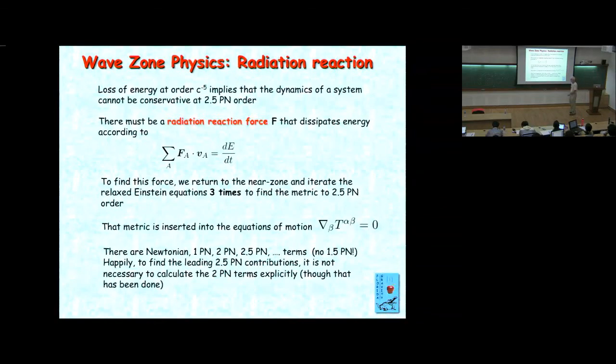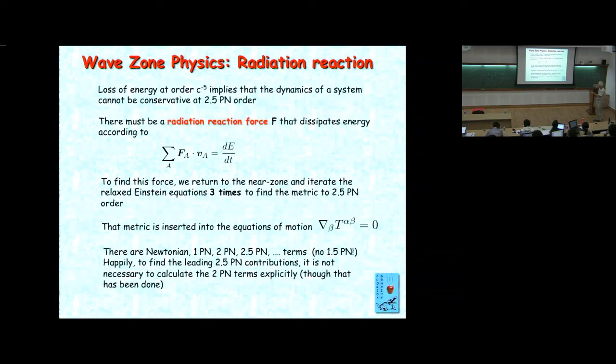So what is this force and how do you get it? Well, you can get it from this post-Newtonian theory. But to find it, remember I talked about the fact that energy loss is of order c to the minus 5. It's a 2.5 post-Newtonian effect. So that means you have to find the near zone fields in order to get this force and calculate them up to 2.5 post-Newtonian order. 1 PN order is not enough. 2 PN is not enough. You have to go to 2.5 to get the leading terms. But you can do it.